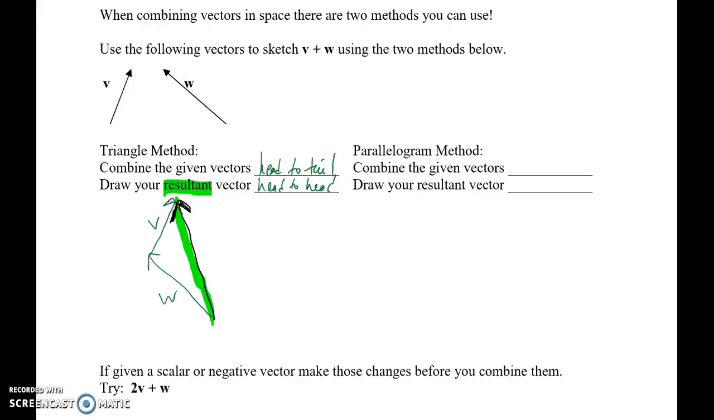Now, some people like a parallelogram method. On a parallelogram method, it's kind of the opposite. You combine the given vectors by their tails.